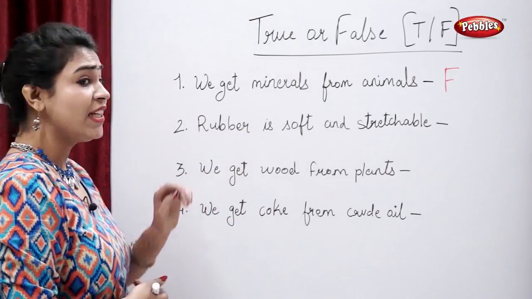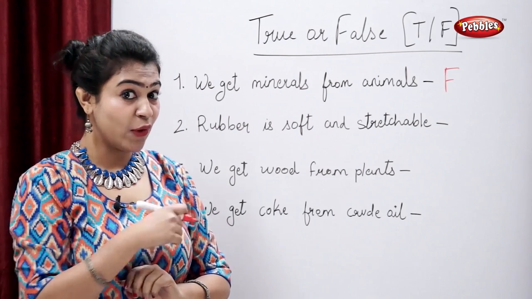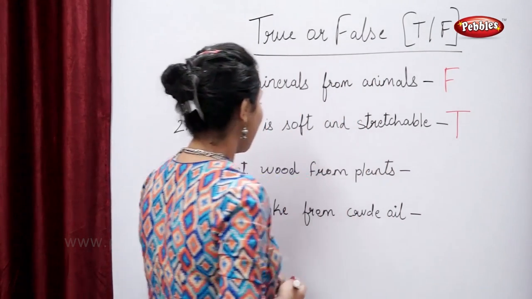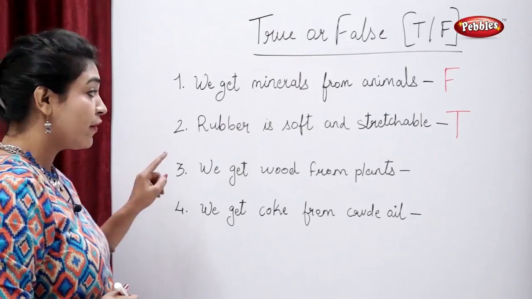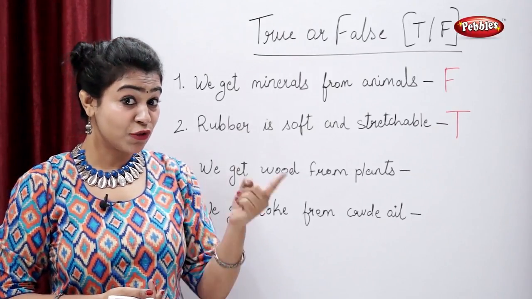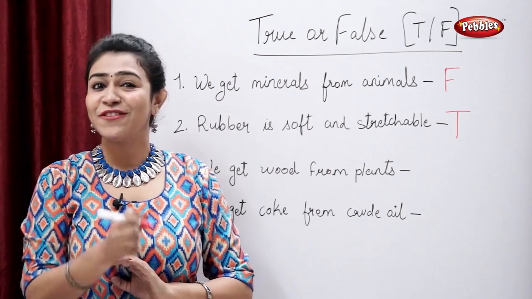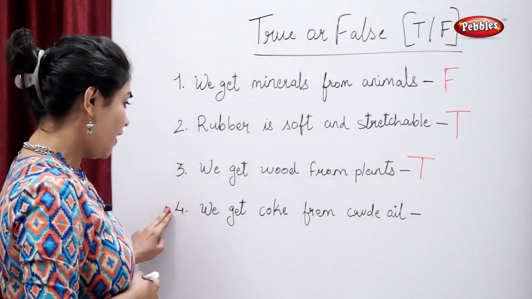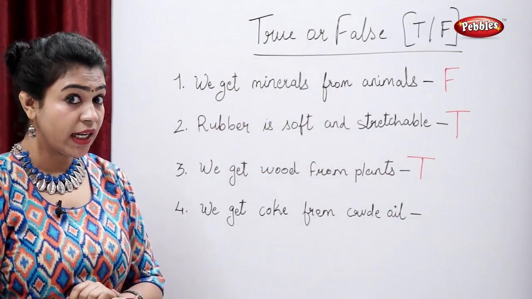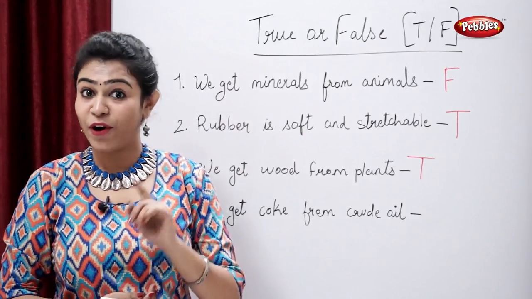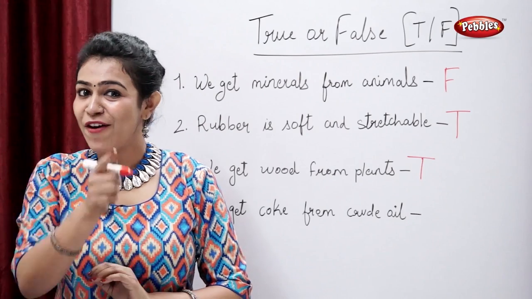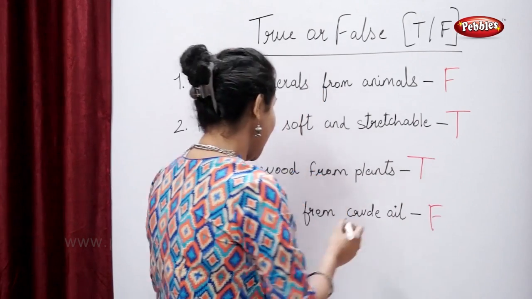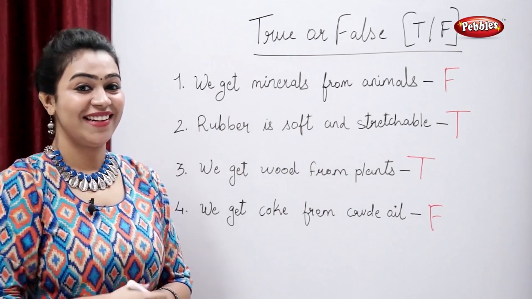Rubber is soft and stretchable. True or false? True. We get wood from plants. Is that a true or a false? True, right? We get coke from crude oil. So, is that a true or a false? Tell me. False. So, what is the correct statement? We get coke from coal.